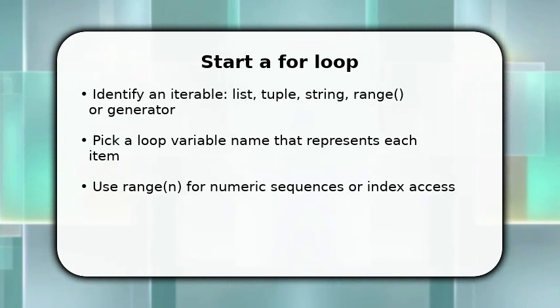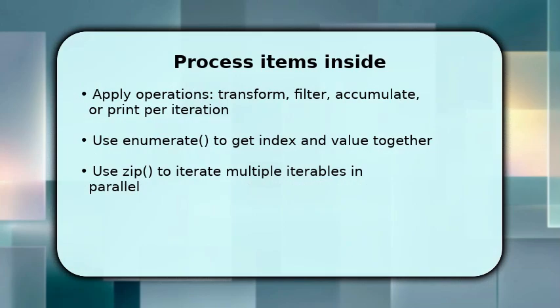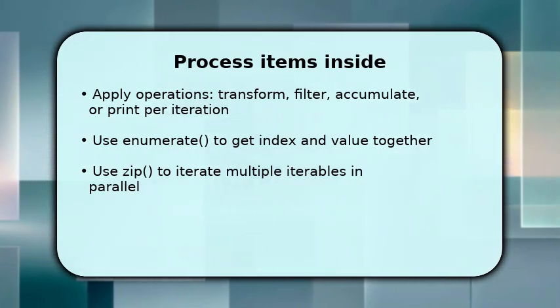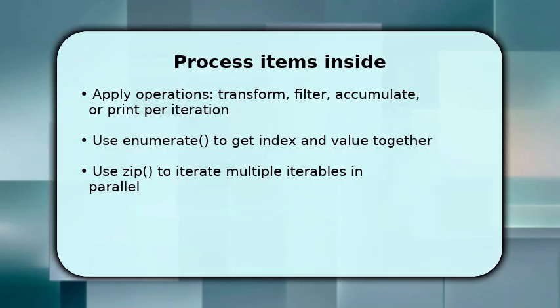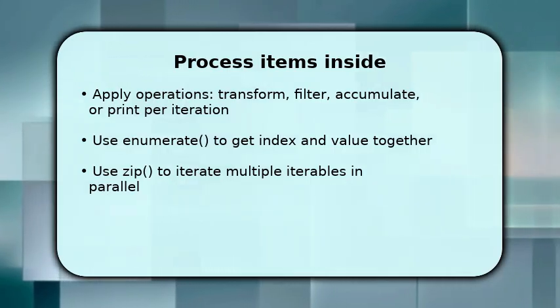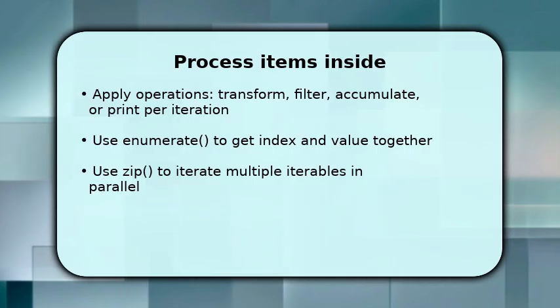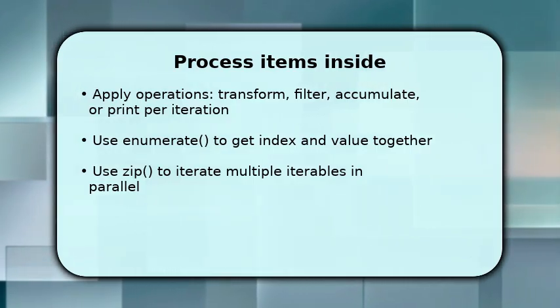Once inside the loop, you perform the core work. Transform values, filter with conditionals, accumulate into a list or total, or print results. To maintain clarity, use enumerate iterable when you need the index and value. That avoids manual index tracking.